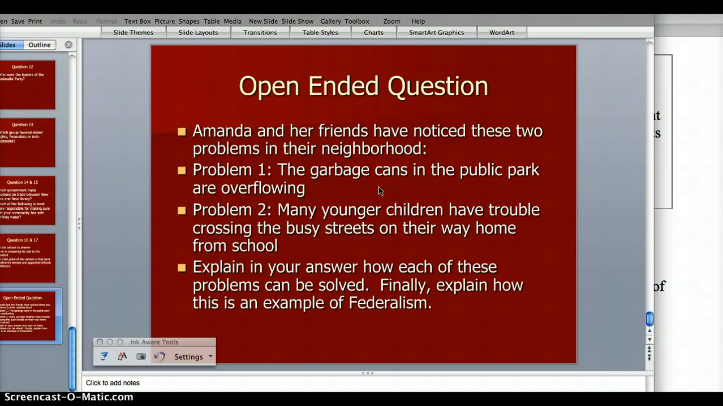You will then have to answer how Amanda and her friends can help younger children who have trouble crossing the busy streets on their way home from school. Now, the key to both of these is not saying pick up the garbage yourself and help cross the students, because you can't realistically do that every day, all day. So what you're going to need to do is figure out, is this state, local, or national government's problem? And then what could you ask them to do in return for you? Problem 2, again, is this a state, national or local problem, and what could you do to get them to help you?